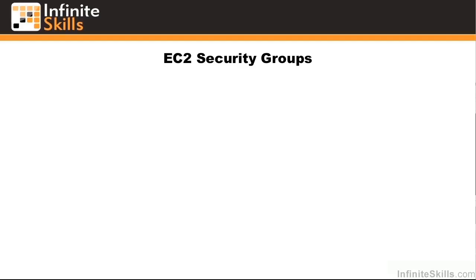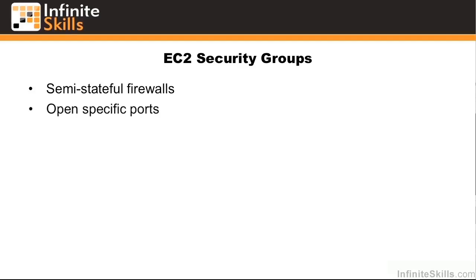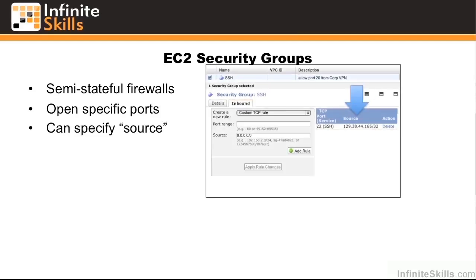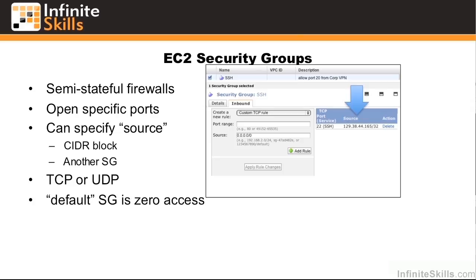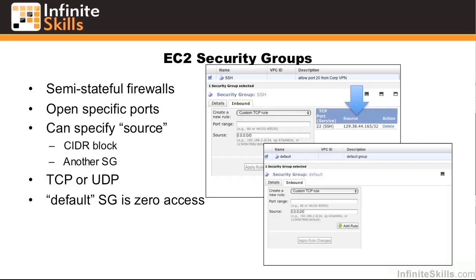Let's next look at EC2 security groups. These are semi-stateful firewalls which open specific ports. You specify an individual source, as you see here. These can be a CIDR block, which we'll talk about in a second, or it could be another security group. You can also specify TCP or UDP, and the default security group is 0 access, which you probably want to keep that way. Launching your instances into the default security group with 0 access is another best practice we recommend.